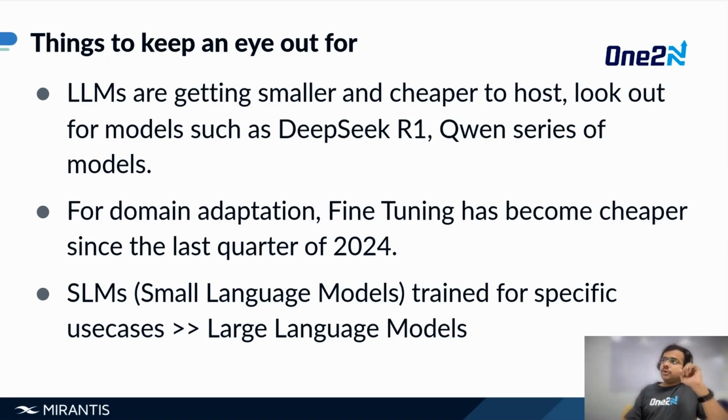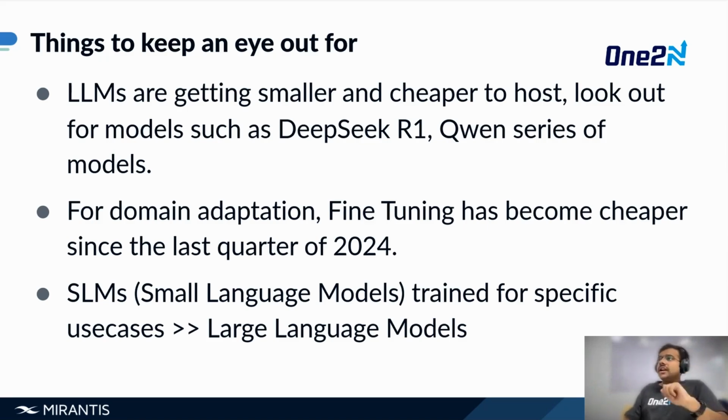And also when it comes to domain adaptation, which is giving information to an LLM apart from the data it was trained on, fine tuning, which used to be an expensive problem back in 2023 and the early part of 2024, has become much cheaper since the last quarter of 2024. A lot of research has gone into this field.